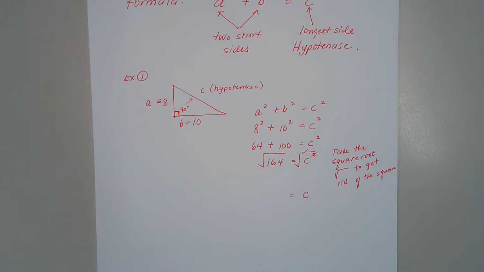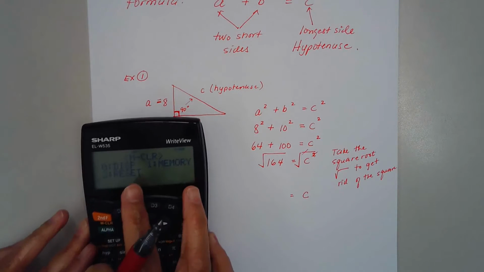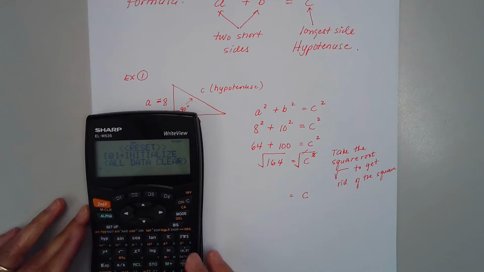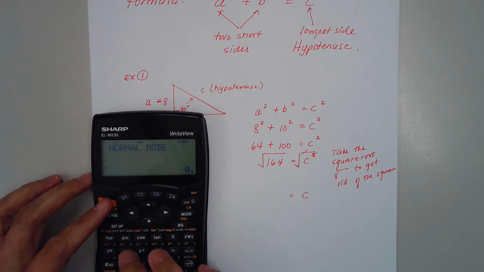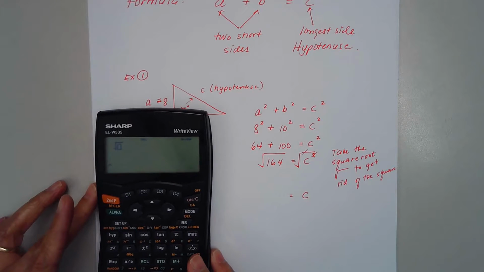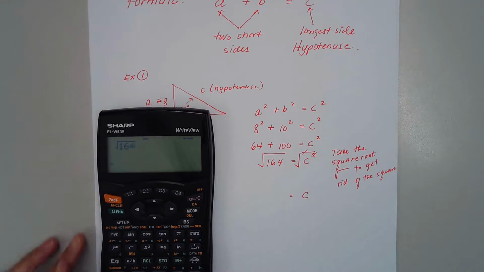And now we're going to come up with the square root of 164. What kind of number did you get? Give it a try. What's the square root of 164? I'll do the same thing. 12 point... square root 164.